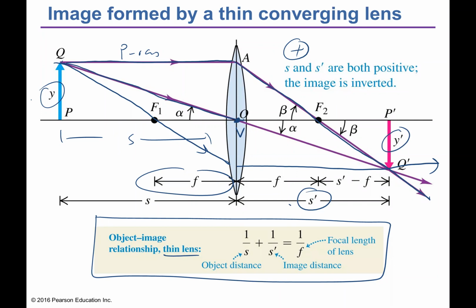And in this case, we can pretty much assume that this will be true as long as the position of the object is greater than the focal length. So if this is true, you're going to get something like that.